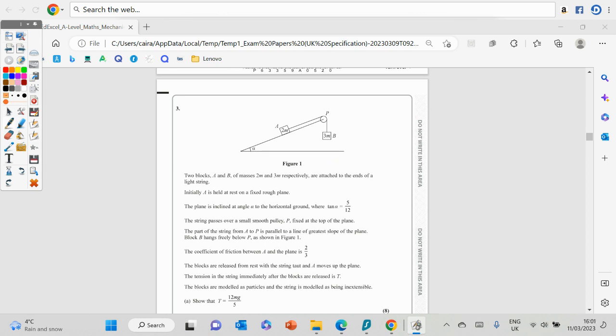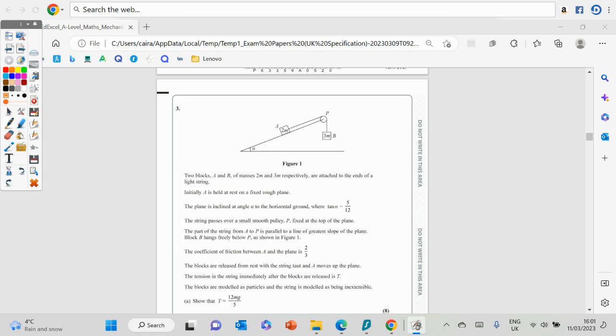Two blocks, A and B, of masses 2m and 3m respectively, are attached to the ends of a light string. Initially, A is held at rest on a fixed rough plane. The plane is inclined at angle alpha to the horizontal ground, where tan alpha is 5/12. The string passes over a small smooth pulley P fixed at the top of the plane. The part of the string from A to P is parallel to a line of greatest slope of the plane. Block B hangs freely below P, as shown in Figure 1. The coefficient of friction between A and the plane is 2/3.